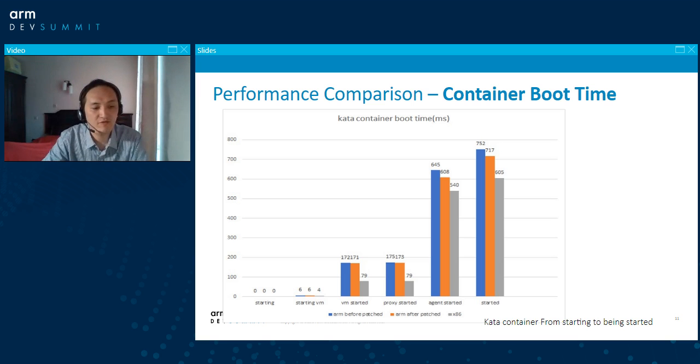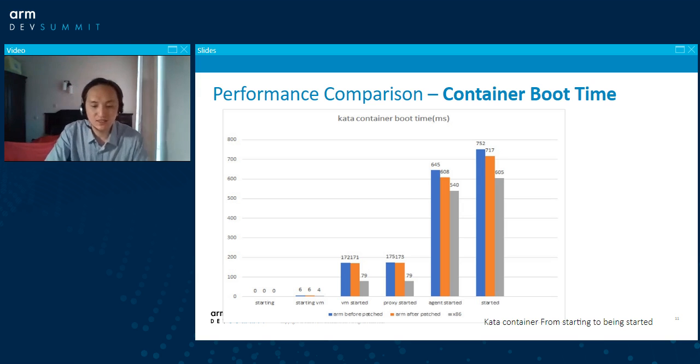This is the performance comparison for containers boot time. In this case, I started running a simple Kata Containers test. I mean, enter into the container and run a simple shell command and quit at once. I run this test for 100 times, then calculate the average data for the boot time. And the x-axis is the boot time difference to the starting point. The y-axis is the millisecond time.